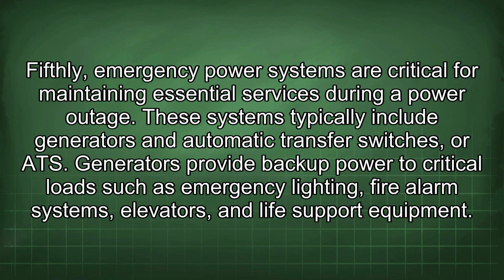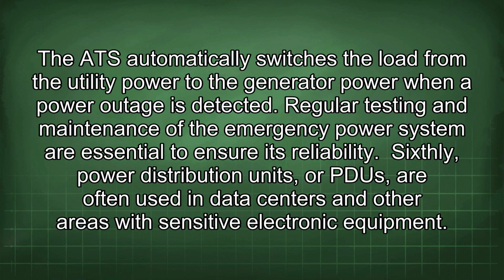Fifthly, emergency power systems are critical for maintaining essential services during a power outage. These systems typically include generators and automatic transfer switches, or ATS. Generators provide backup power to critical loads such as emergency lighting, fire alarm systems, elevators, and life support equipment. The ATS automatically switches the load from the utility power to the generator power when a power outage is detected. Regular testing and maintenance of the emergency power system are essential to ensure its reliability.